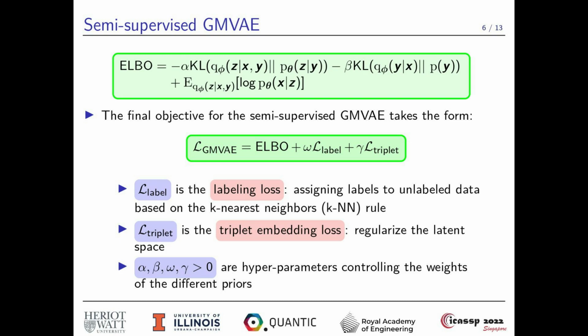Motivated by the fact that KNN classification is dependent on the way that distances are computed between different pulses, KNN classification can be greatly enhanced by learning an appropriate distance metric from the assigned labels. Therefore, we adopt the triplet embedding loss as a second auxiliary loss function to regularize the latent space.